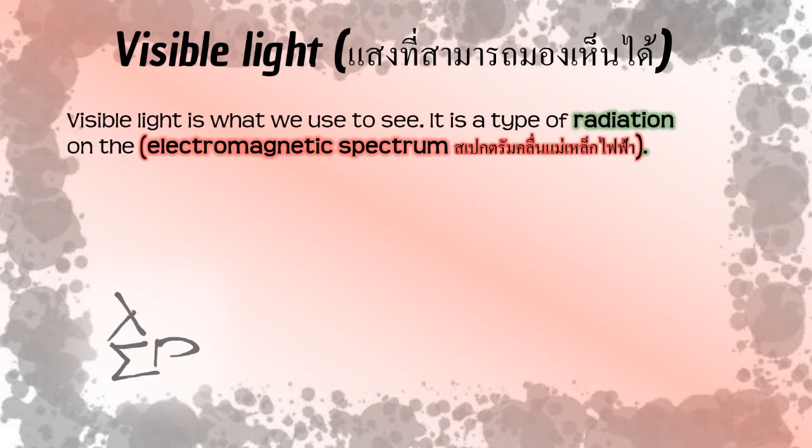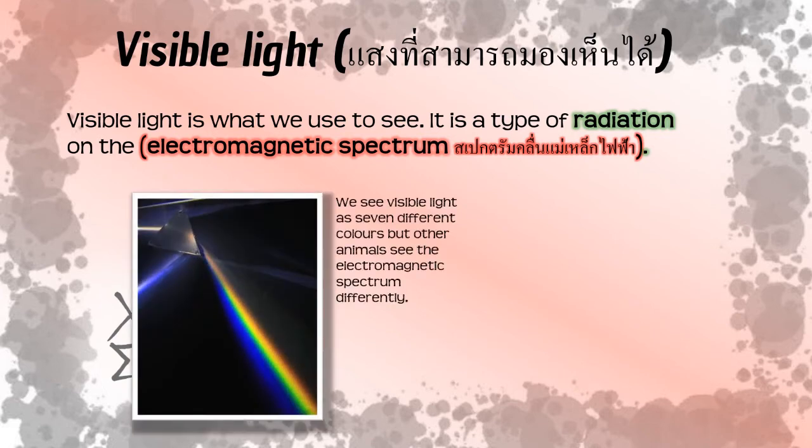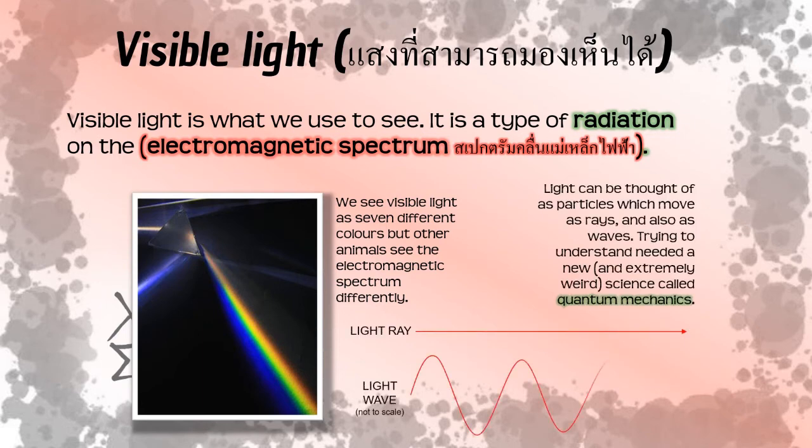Visible light. Visible light is what we use to see. It is a type of radiation on the electromagnetic spectrum. Light is not different to any other radiation, but our eyes are sensitive to it. Some kinds of animal are able to see colours that we cannot, for example, infrared or ultraviolet. Light travels in straight lines and, in modern times, we understand it as both a wave and a particle. But that is going far beyond this video.